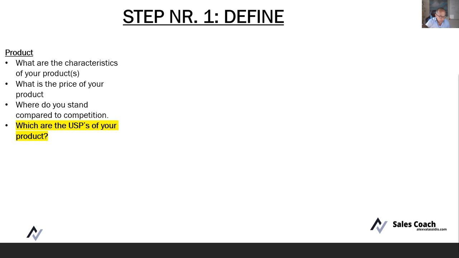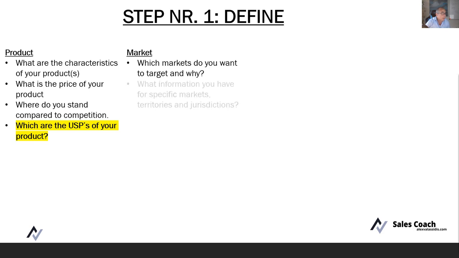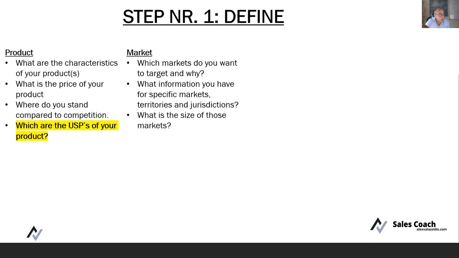So once you have defined the characteristics of the product, then you need to define which markets you would like to target and why you would like to target those markets. What information do you have about specific markets, territories, and jurisdictions? Would you like to target Europe? Would you like to target the US? If Europe, which countries in Europe and why? What is the size of those markets that you would like to target? Do you want to target markets in a specific industry? Do you want to target markets in a variety of industries, but markets that are geographically located somewhere? So set up first which markets you would like to target, under which criteria and which characteristics.